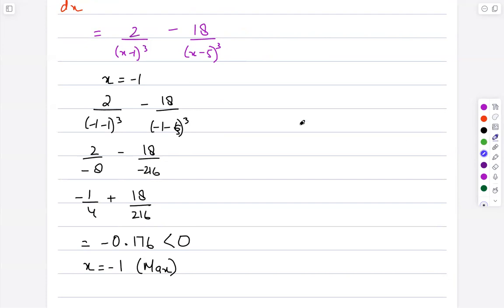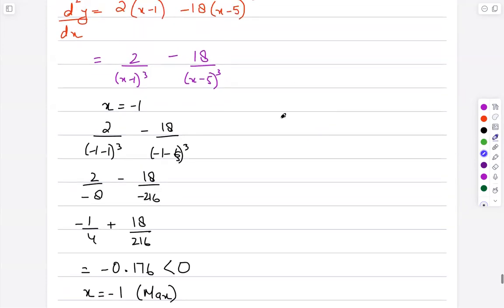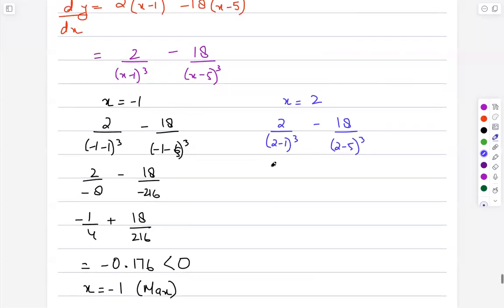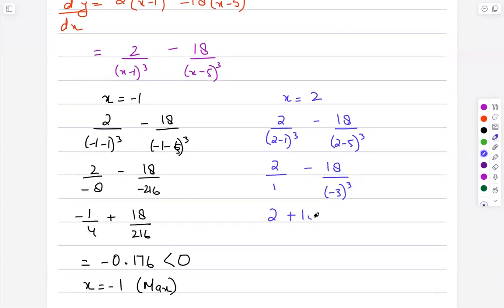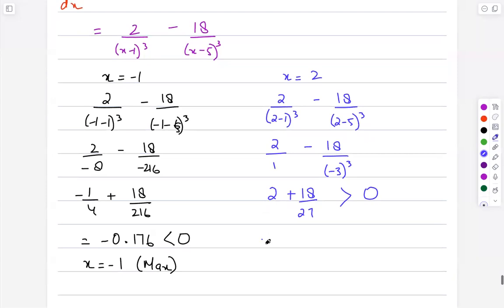And now substituting x equals 2 into the same expression, when x is equal to 2, this will be 2 upon (2 minus 1) whole cube minus 18 upon (2 minus 5) whole cube. So this will be 2 upon 1 cube, which will be 2, and this will be 18 upon minus 3 whole cube, which will be minus 27, and this negative will make it a plus. So this will become 2 plus 18 upon 27. Now, as this value will be greater than 0, we can say that when x is equal to 2, it will be a minimum point.